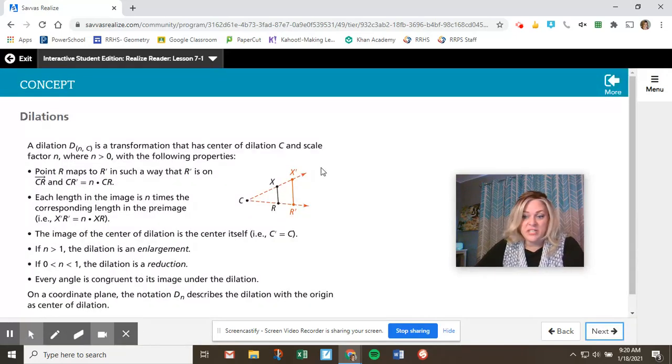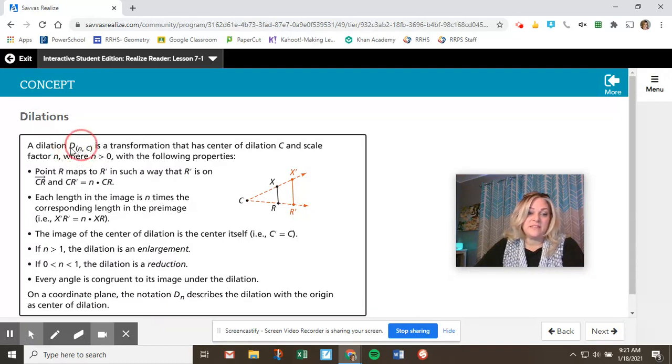Dilations. This is just the definition, the explanation of it. So if you have a dilation right here, this is important. A dilation, and then the N is like the size, 1/2, twice as big, 3 times, and then that C is the point of dilation. So dilation, some amount from some point. That's a transformation, and it is not a rigid transformation.